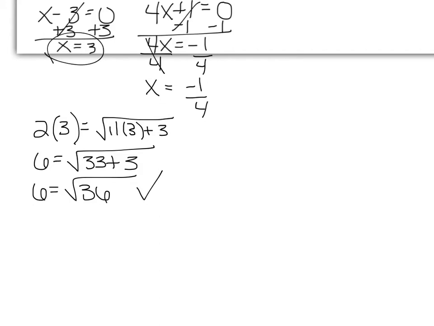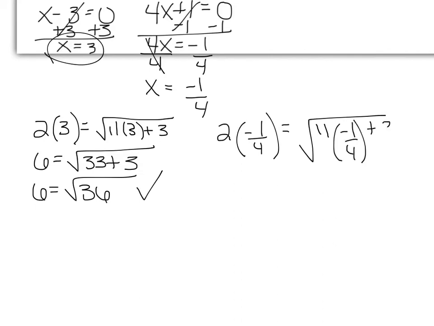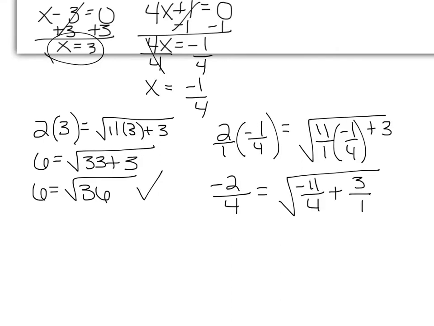Now let's try negative 1/4. So I have 2 times negative 1/4 is equal to the square root of 11 times negative 1/4 plus 3. 2 times negative 1/4, if I put a 1 over this, gives me negative 2/4, which is equal to the square root. If I put a 1 over this, it becomes negative 11/4 plus 3, which I'm going to put over 1 because I'm going to have to add fractions in just a second. Negative 2/4 is the same as negative 1/2, which is equal to the square root.